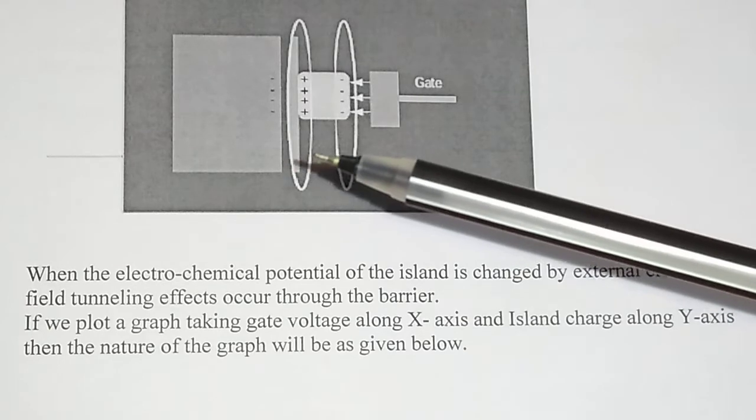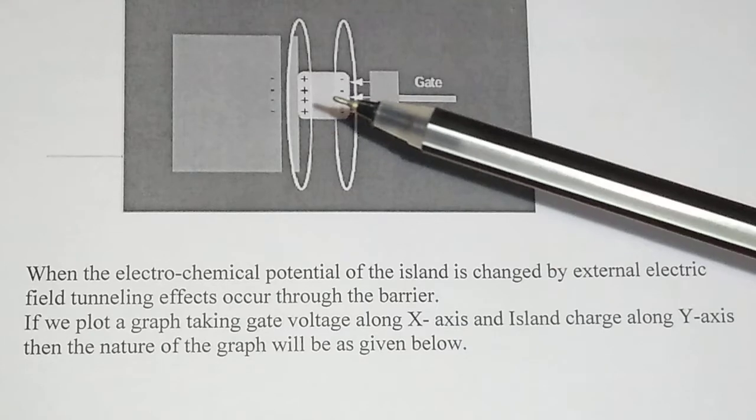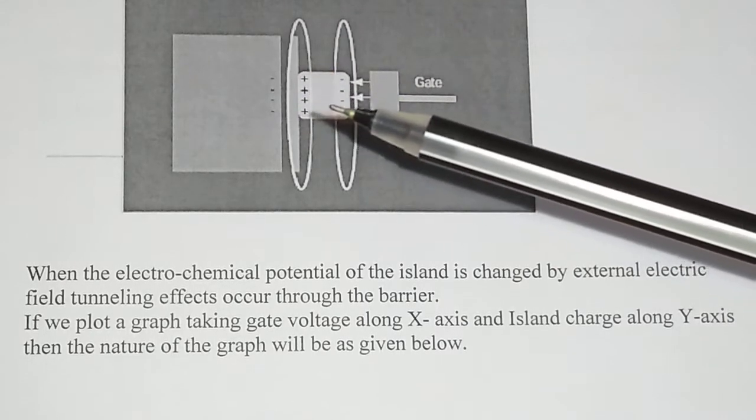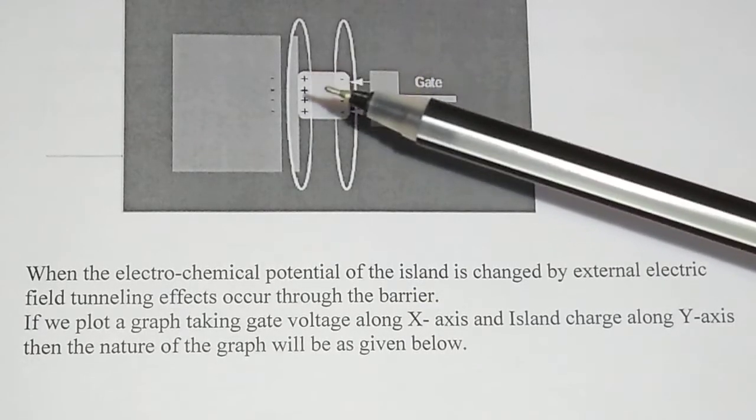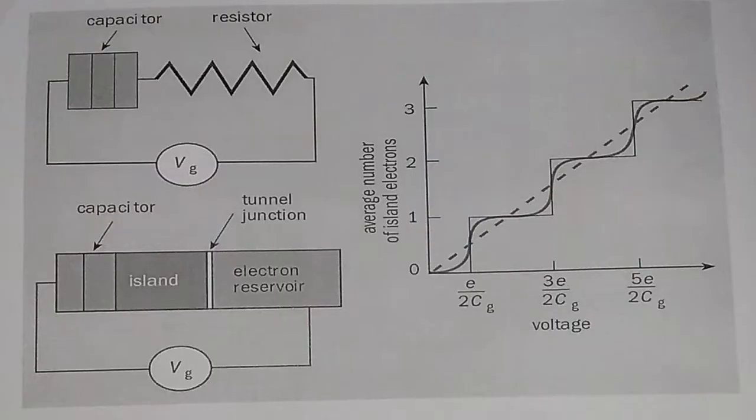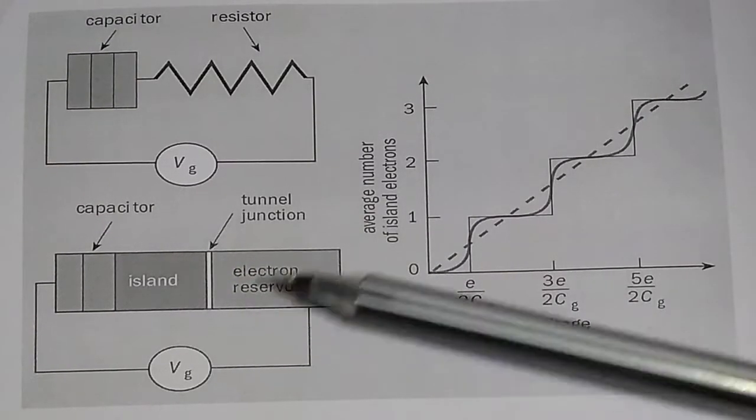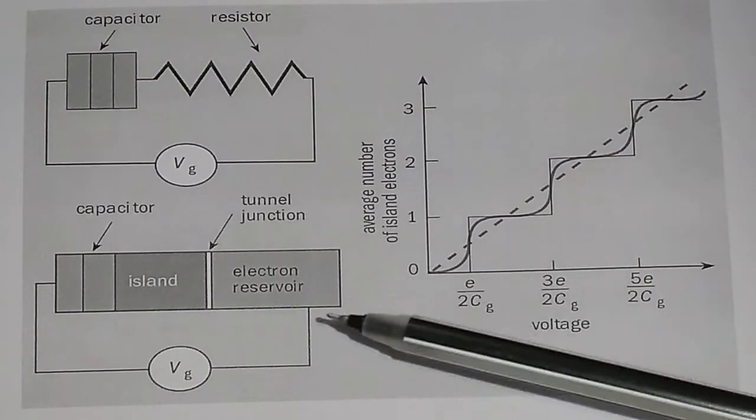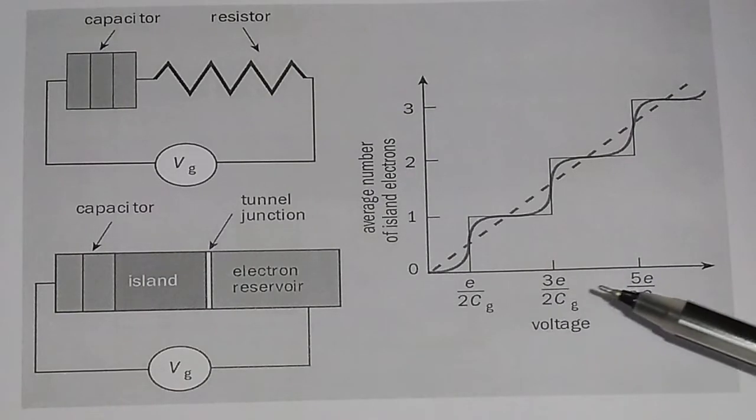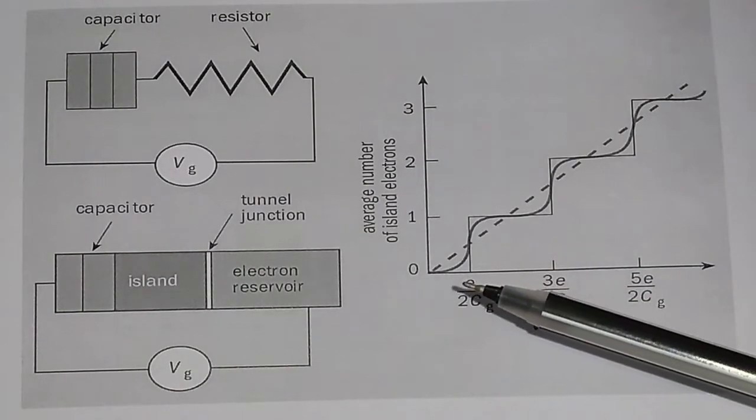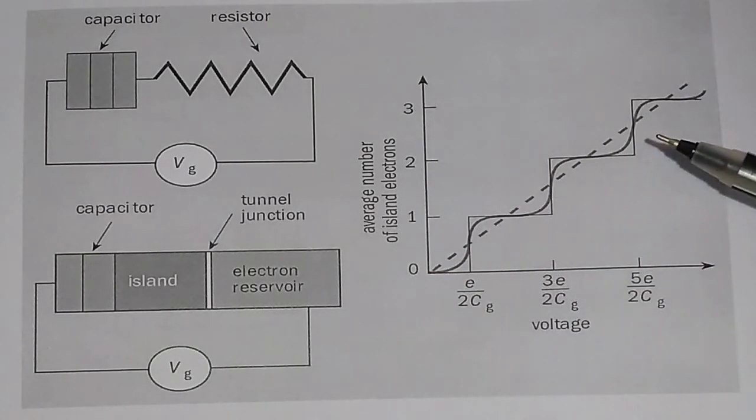If we plot a graph taking gate voltage along the x-axis and the island charge, the charge which is produced in this island, along the y-axis, then you will get a graph as given below. You see, this is the simple diagram of the single electron box, and this is the graph when you take gate voltage along the x-axis and average number of island electrons along the y-axis. The nature of the graph will be like this.